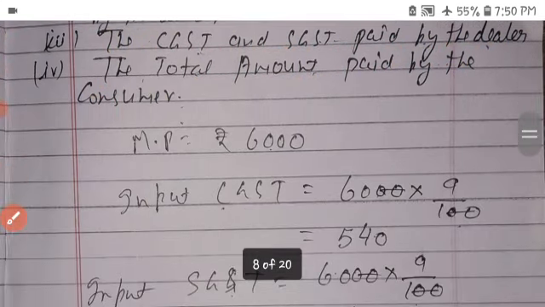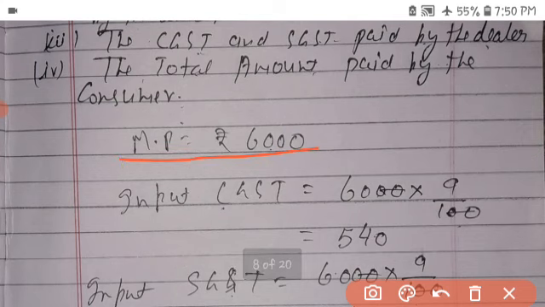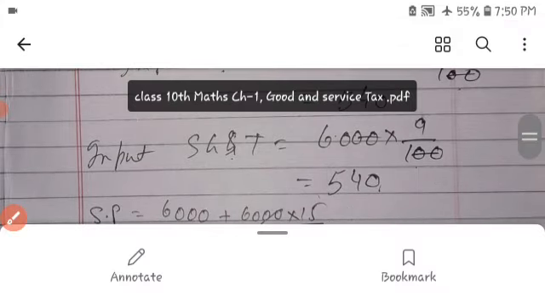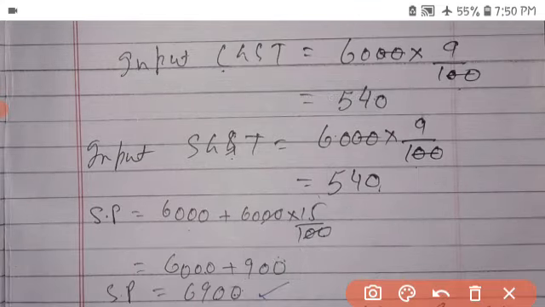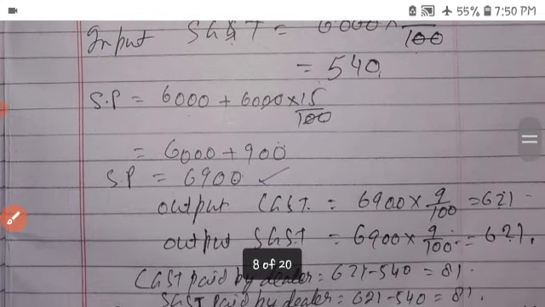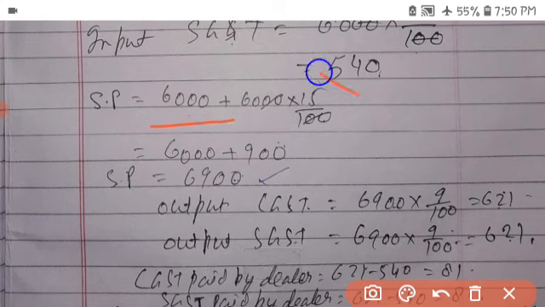First of all, marked price rupees 6,000. Input CGST is 6,000 into 9 upon 100, which is rupees 540. Same for input SGST: 6,000 into 9 upon 100, 540. Now selling price: 6,000 and 15% profit, plus 900, 6,900.